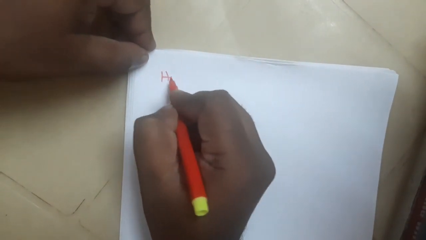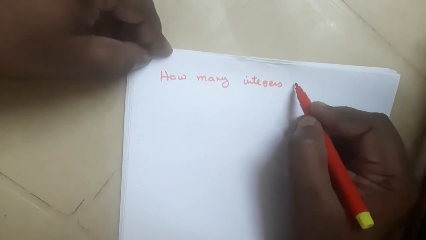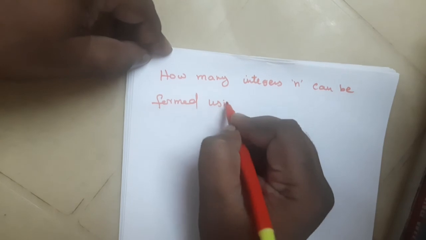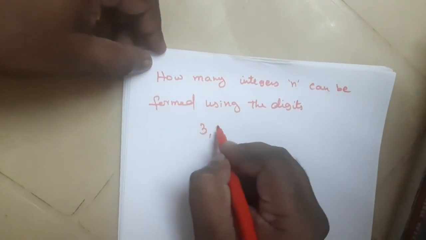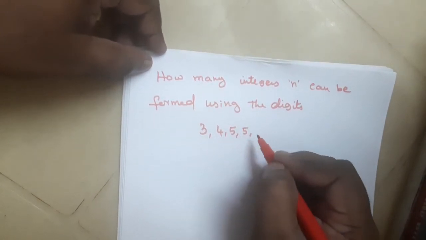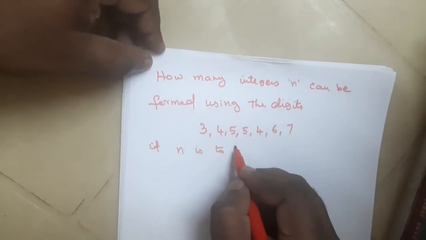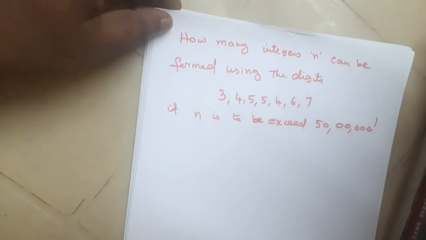Okay, one more question. How many integers n can be formed using the digits 3, 4, 5, 4, 5, 6 and 7, if n is to exceed 50 lakhs. Okay, a very simple, interesting question.